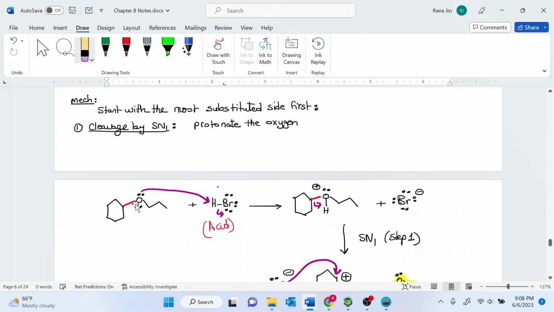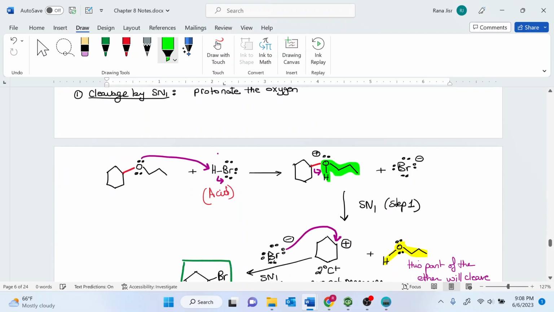So you add in the acid, you protonate the oxygen, you introduce a plus charge to the oxygen, and now this group over here is going to be a good leaving group because it leaves in the form of a weak base. So it is a good leaving group. So now I can start my SN1 reaction. So we already know that SN1 is 2 steps, and the first step requires the leaving group to leave, and then the second step requires the nucleophile to attack.